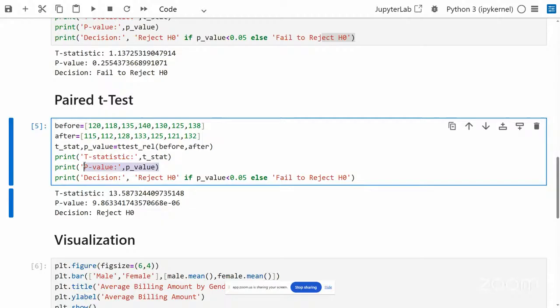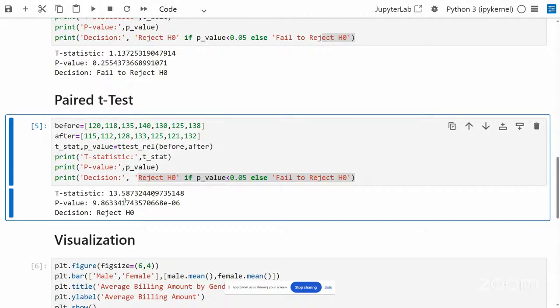And the same thing, this condition will always be the same. Either the assumption H0 will be rejected or fail to reject, that depends only upon the value of alpha. Here you can see the value of t and the value of p. The value of p is very, very small as compared to 0.05.